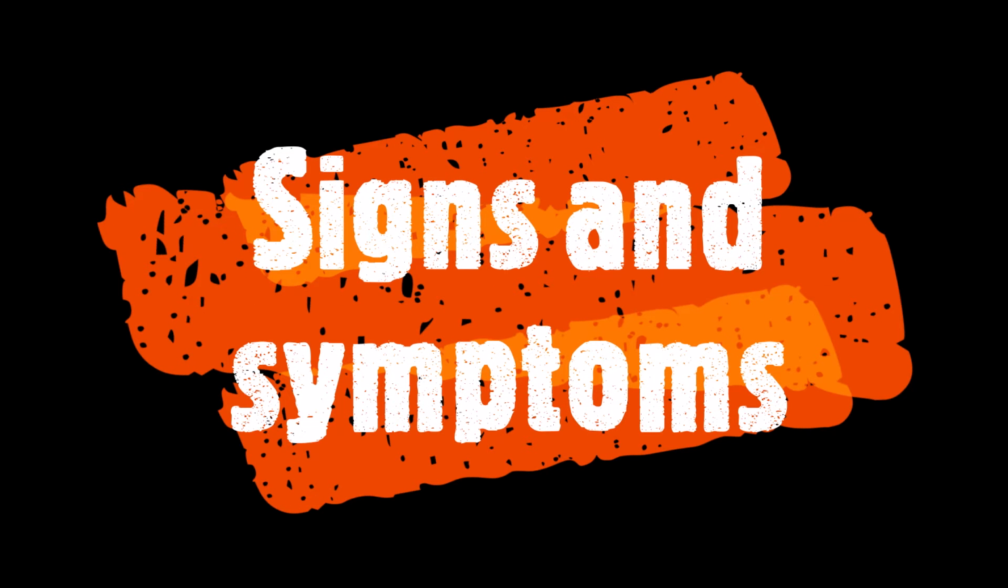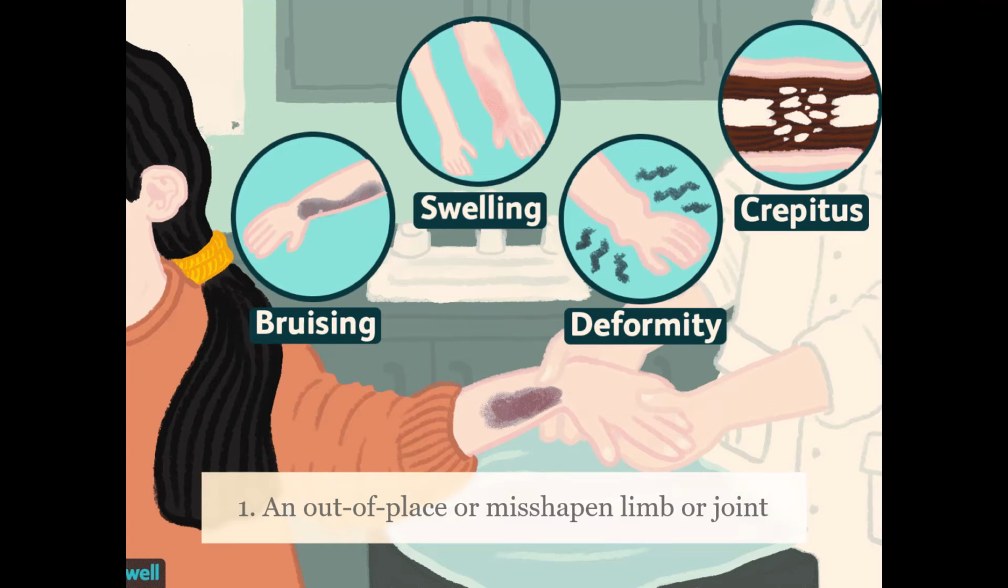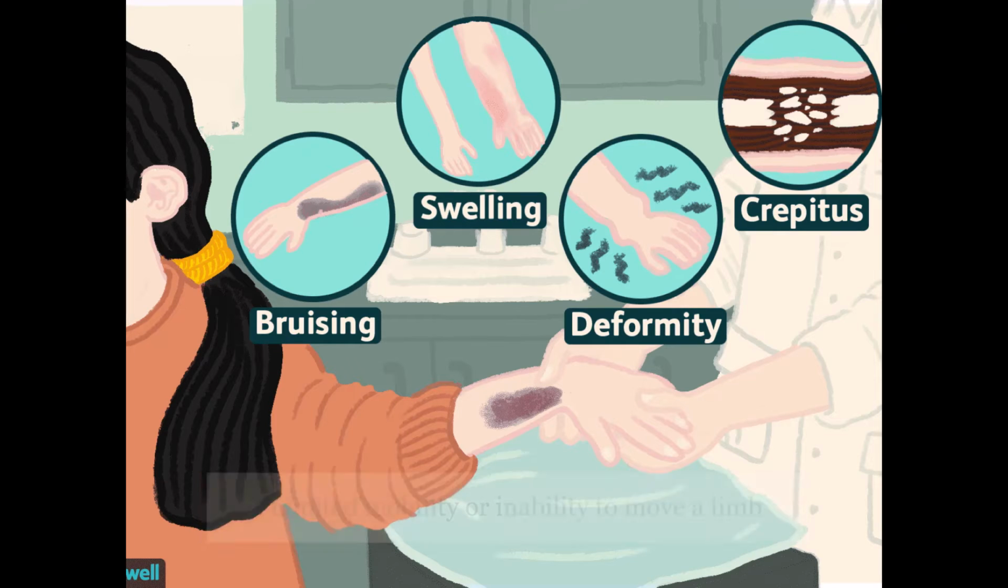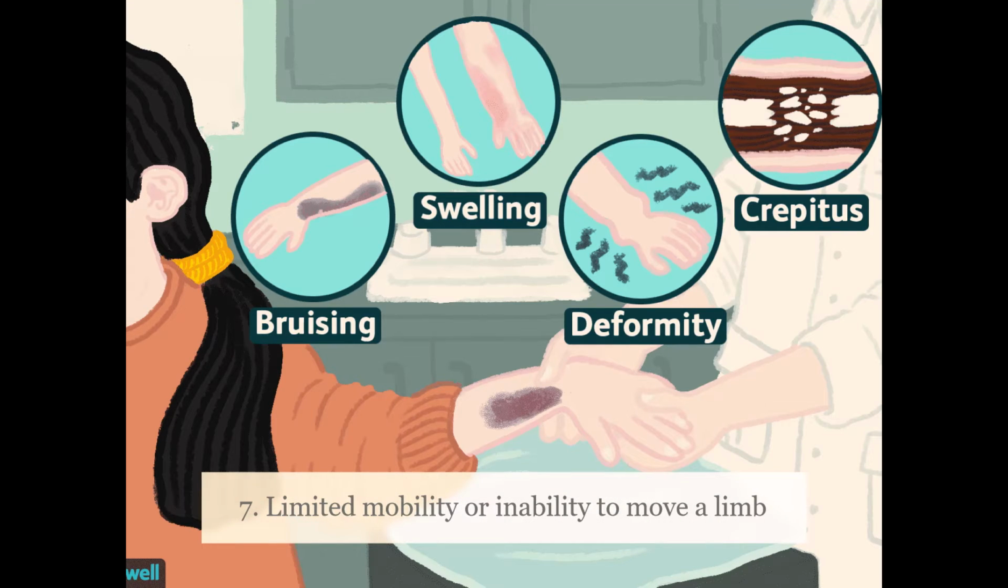Anyone suspected of having a fracture will exhibit the following signs and symptoms. Number 1, an out of place or misshapen, short, twisted or bent limb or joint. Number 2, swelling, bruising or bleeding. 3, intense pain. 4, numbness and tingling. 5, broken skin with bone protruding. That's an open fracture. 6, grating noise or feeling in the limb. 7, limited mobility or inability to move a limb. 8, loss of strength. 9, signs of shock.